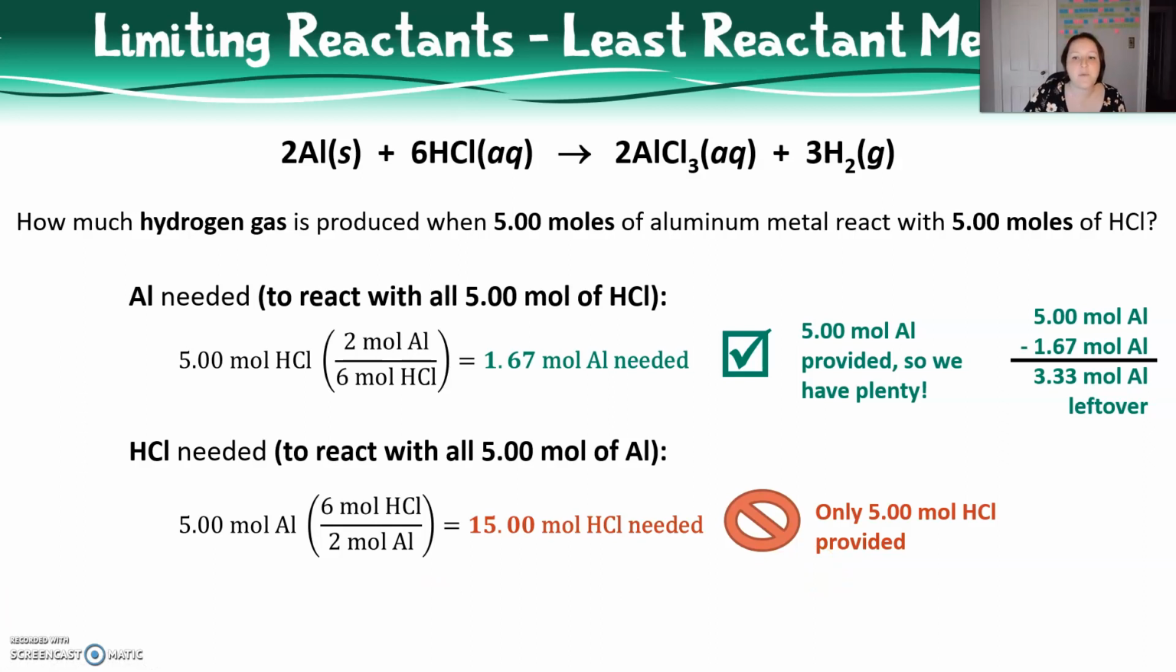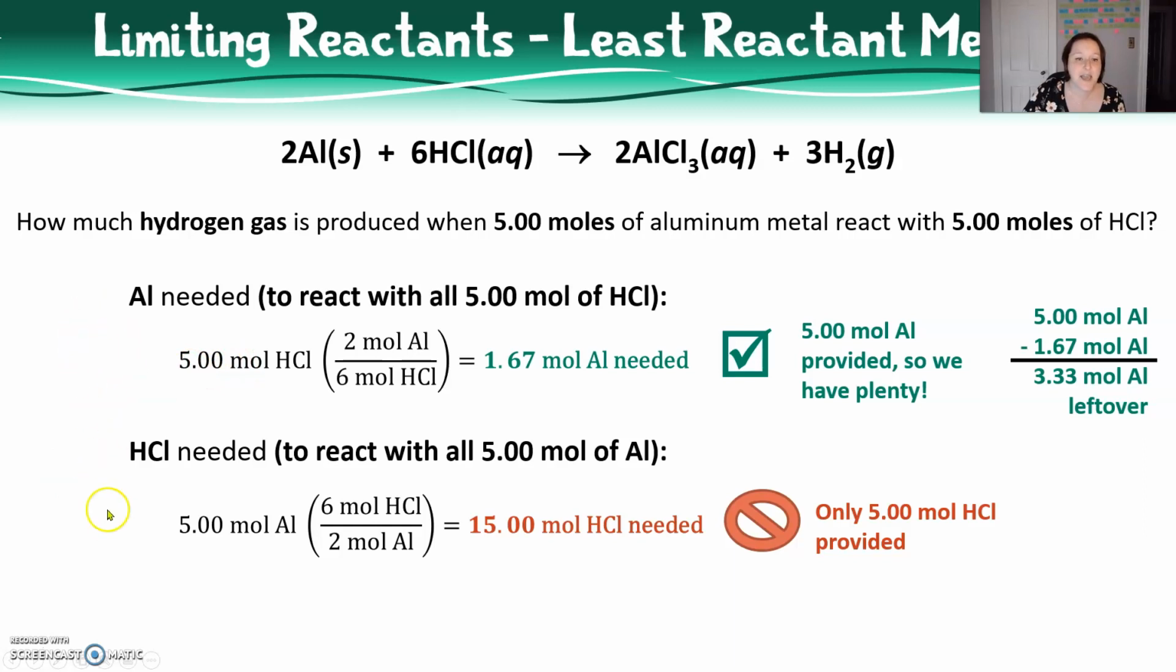Therefore, the HCl will be completely used up, limiting the production of products as the reaction cannot proceed with only aluminum after the HCl has run out. And we expect there will be some aluminum left over. So, this second calculation confirms that the HCl is the limiting reactant and the aluminum is the excess reactant, and it may have been the first calculation if you had chosen to do this one first instead of the one that we did choose to do first.